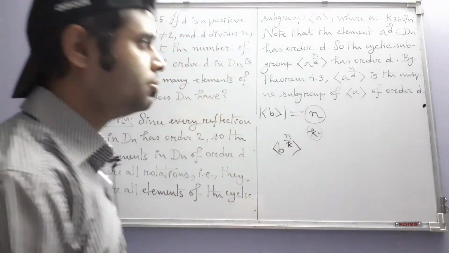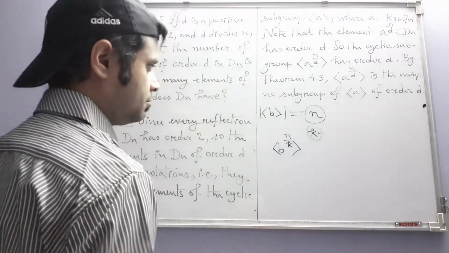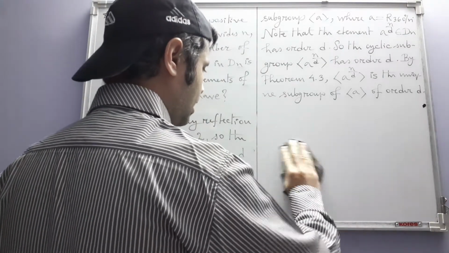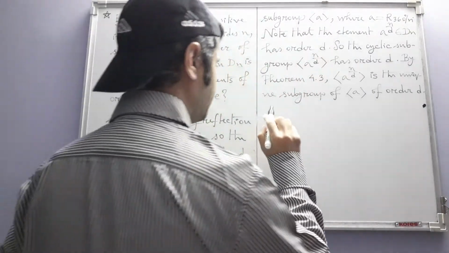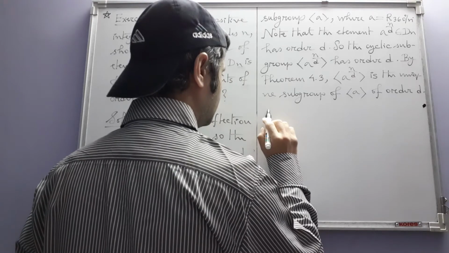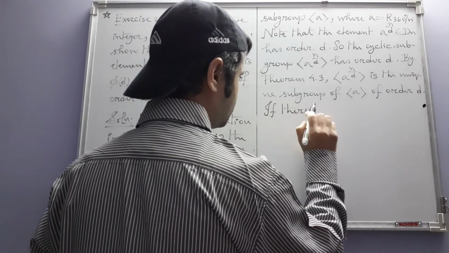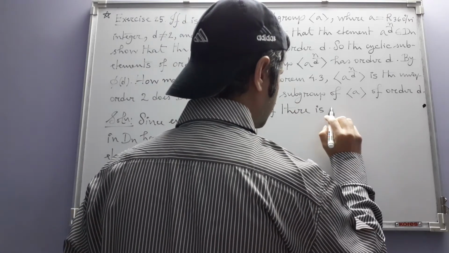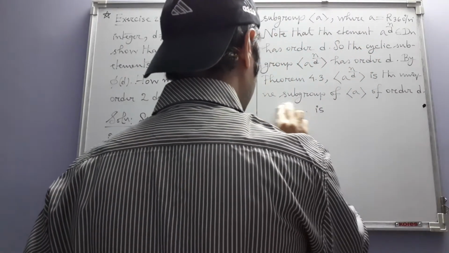This subgroup is unique. Okay. Now, how will this uniqueness help us? That is the point. Let us just write like this.